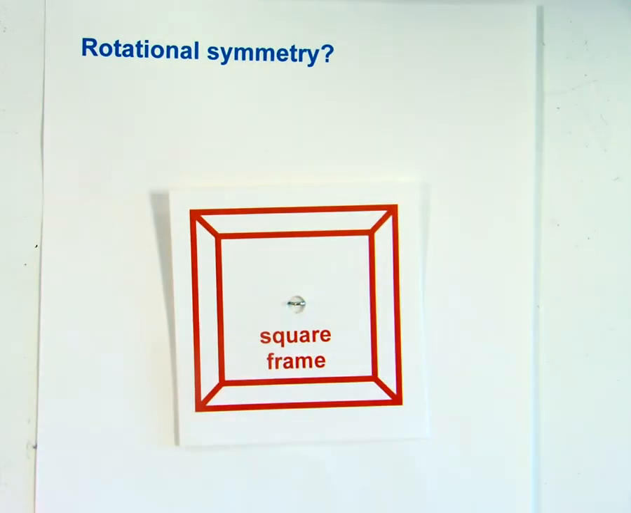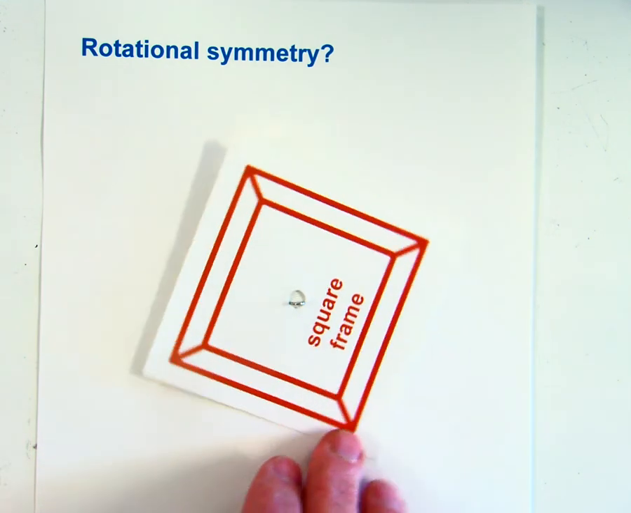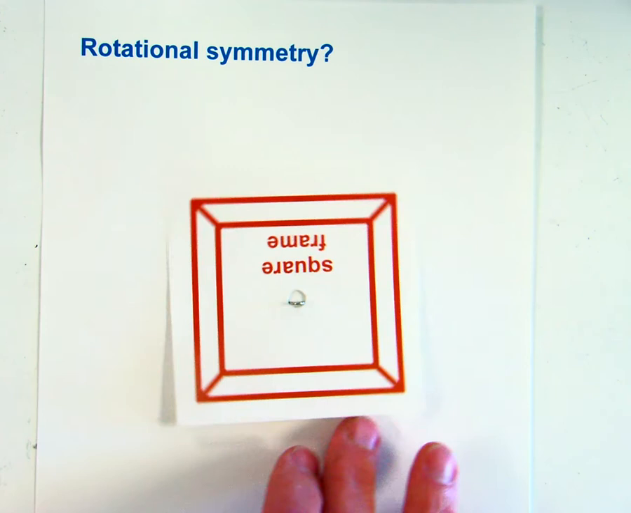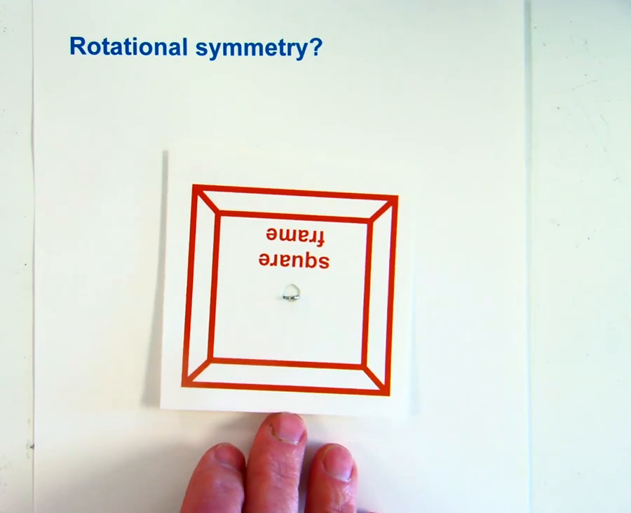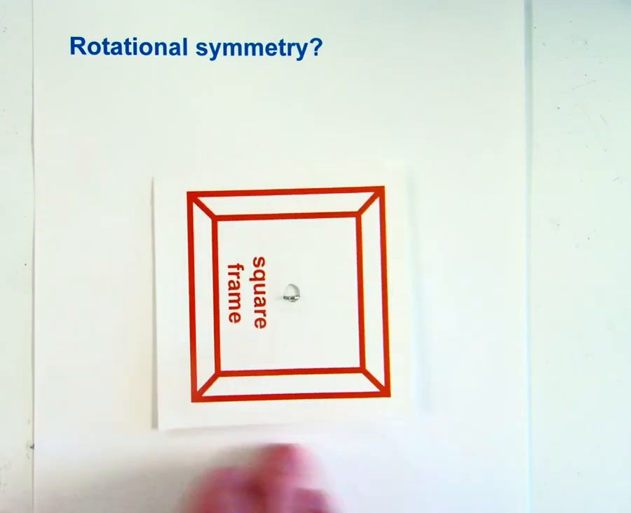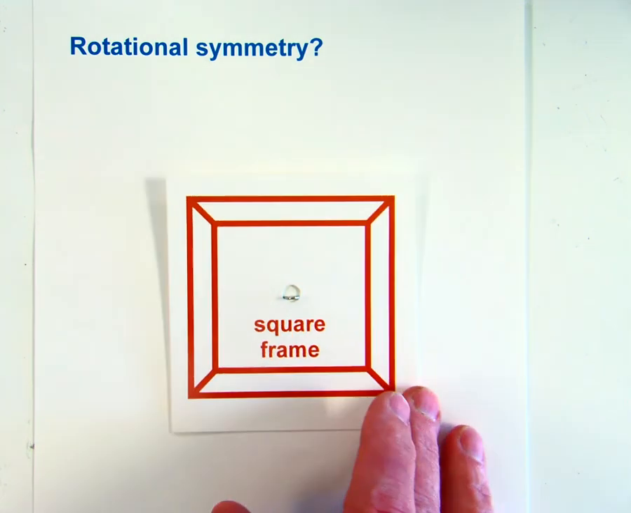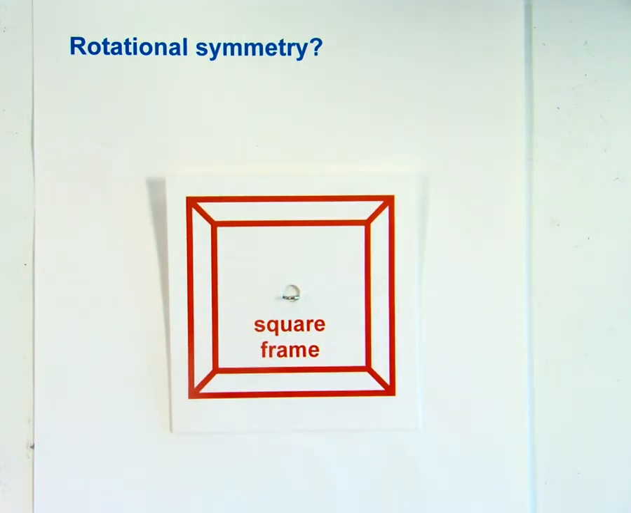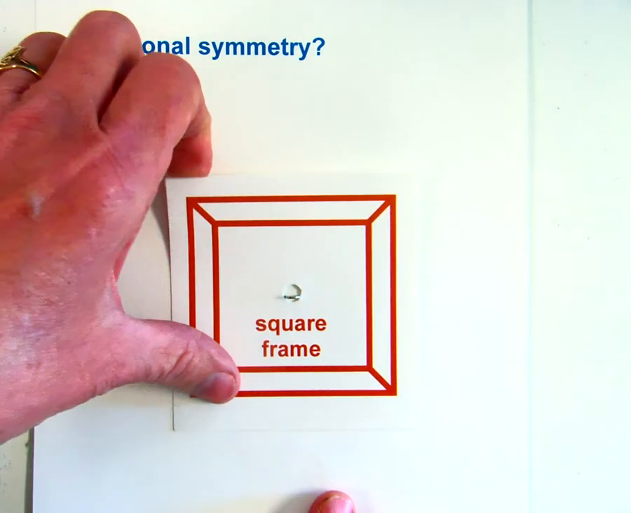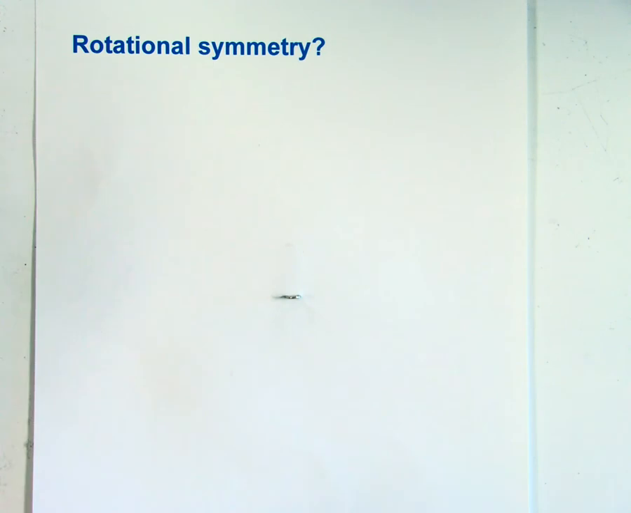How about this square frame? Okay, well, when I rotate it 90 degrees, it looks the same. 90 more degrees to 180, it looks the same. 90 more degrees, 90 more degrees. So, it is rotationally symmetrical at every 90 degrees, a period of 90 degrees, and it has rotational symmetry at 90 degrees and 180, recalling that it also has it at 270, but we don't count that one. We just count the ones that are 180 or less.